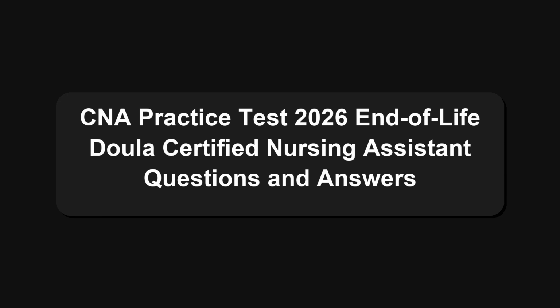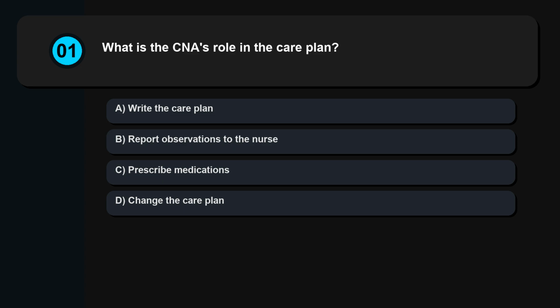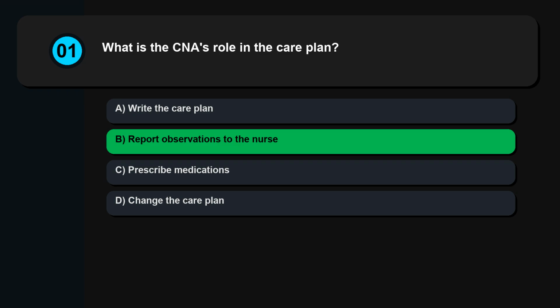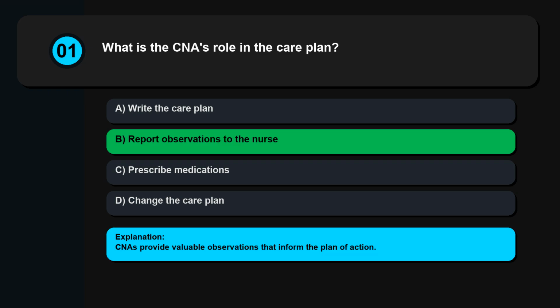CNA Practice Test 2026 End of Life Doula Certified Nursing Assistant Questions and Answers. Question 1. What is the CNA's role in the care plan? Write the care plan. Report observations to the nurse. Prescribe medications. Change the care plan. CNAs provide valuable observations that inform the plan of action.